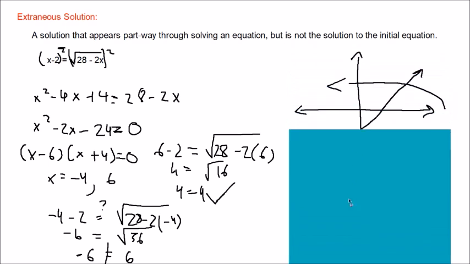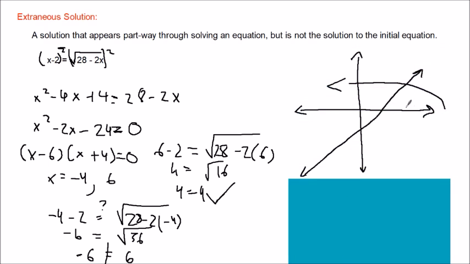So if we check the graphs, indeed, there is only one solution to this equation. -6 is not equal to 6, so it's not a solution, because if it was equal to 6, we would have had this, which would have a solution at the -4, but it is not equal. Therefore, we only have the solution at 6.